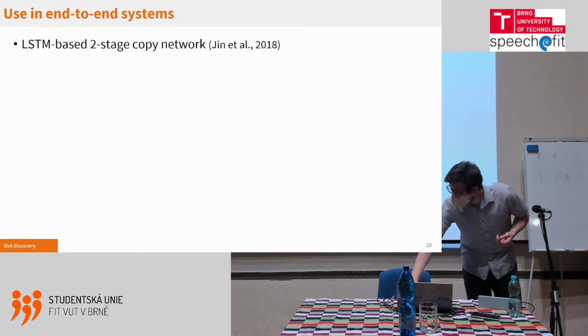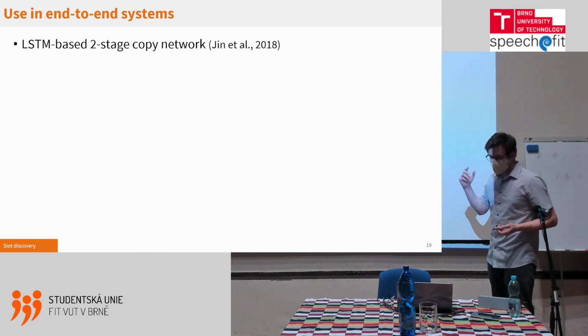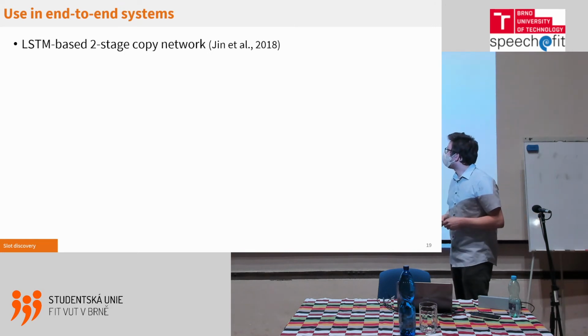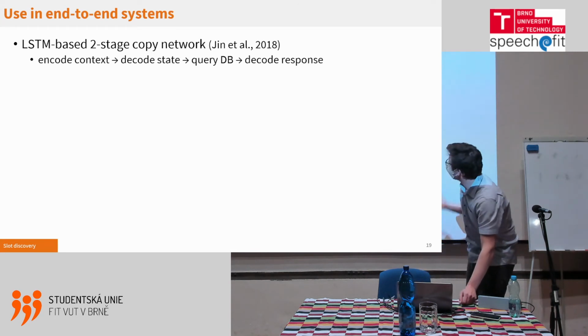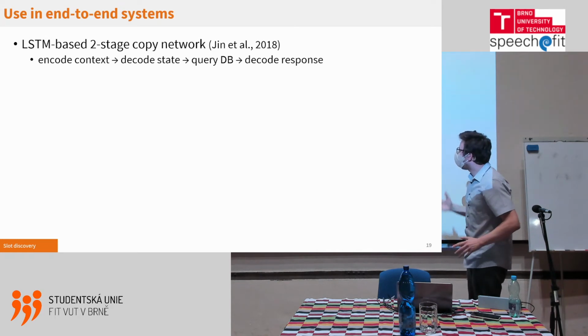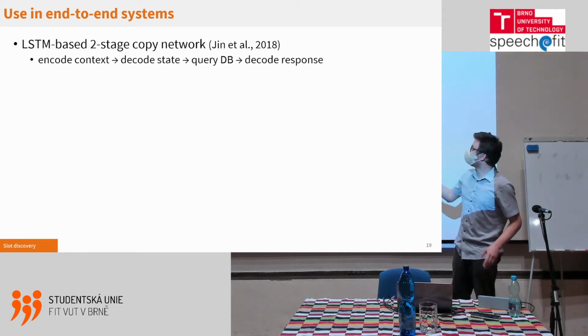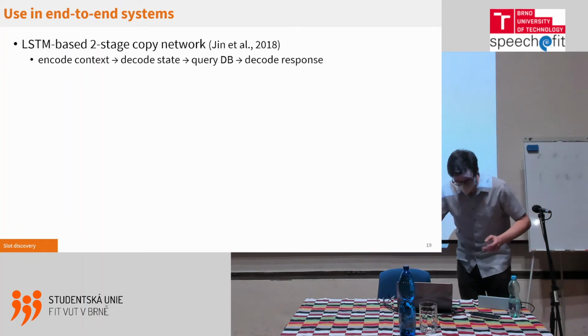So we tried to use it in an end-to-end system, and I must note that this actually predates our experiments with GPT-2. So we just used an LSTM-based system from those guys mentioned, but it's basically the same principle, just instead of GPT-2, you have LSTMs. So you encode the context, and then you decode the state, then you go to the database, and then you encode everything and you decode the response. It's exactly the same principle of operation, it's just you don't use a huge pre-trained model, you just use recurrent neural nets with LSTM cells.